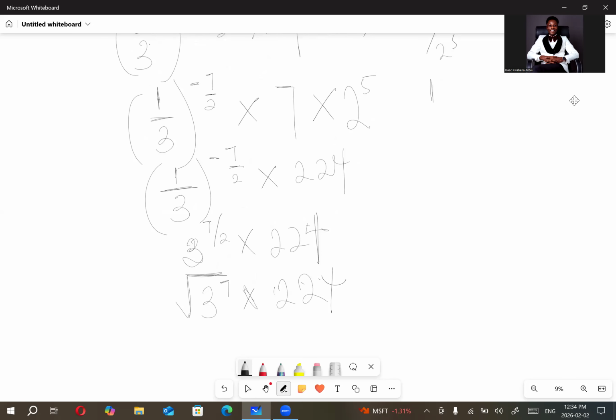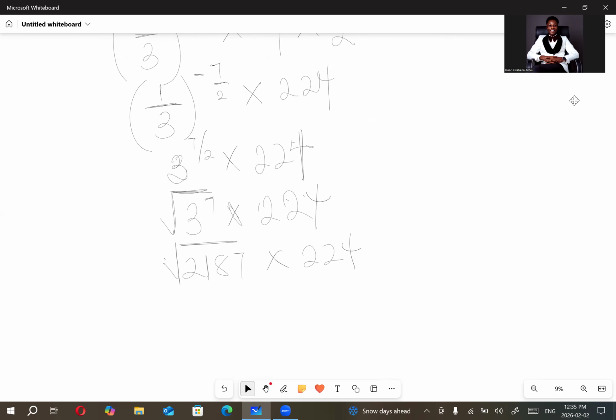What is 3 exponent 7? And square root of the answer. If you check this, it would be 2187. Yeah, square root of 2187 times 224. So that is square root of 2187.